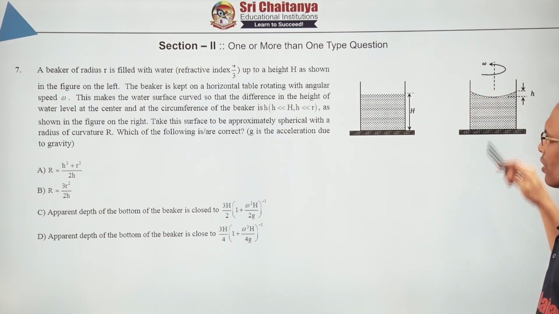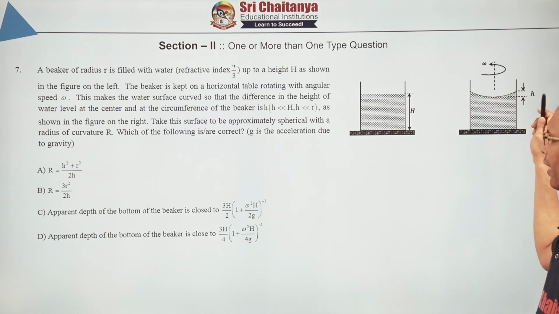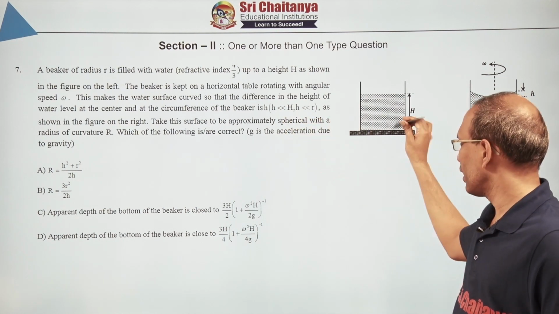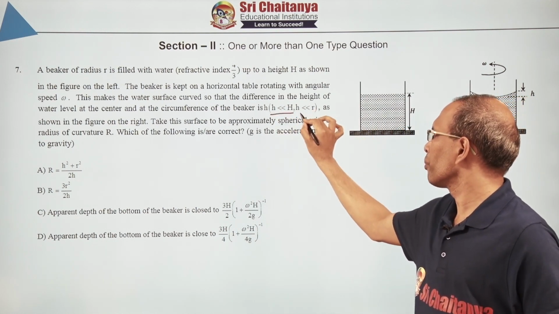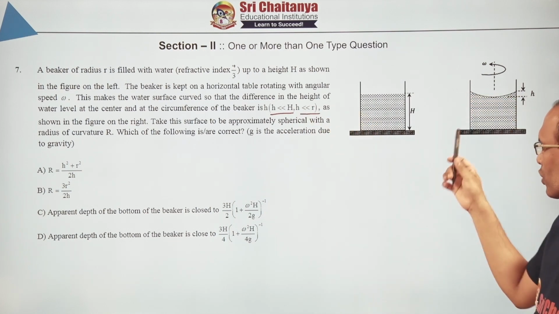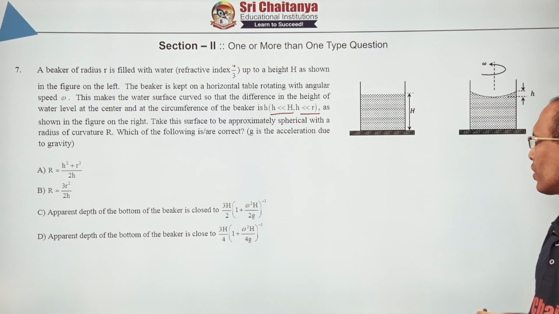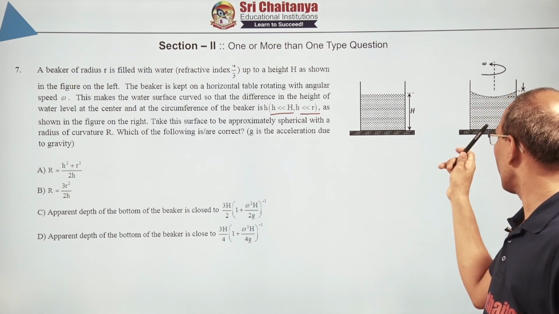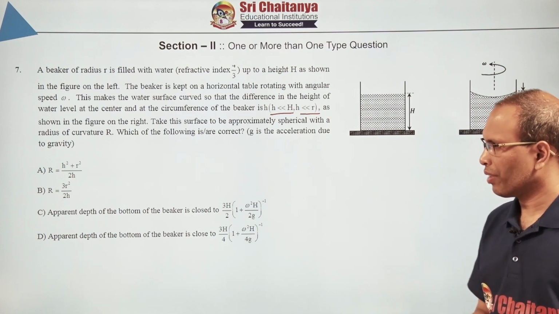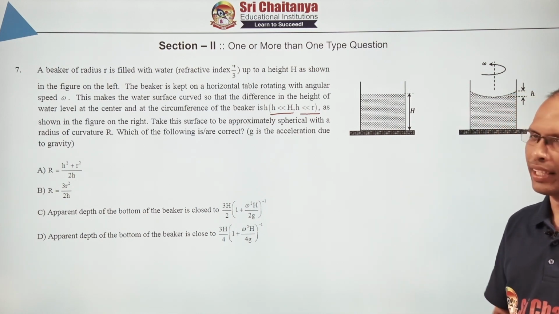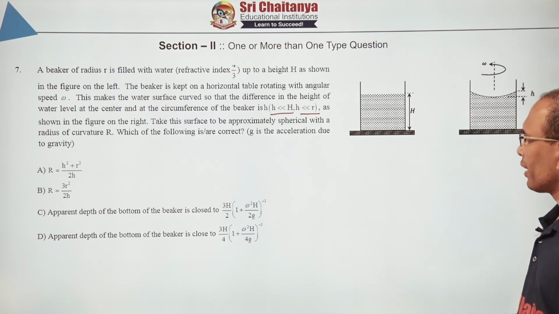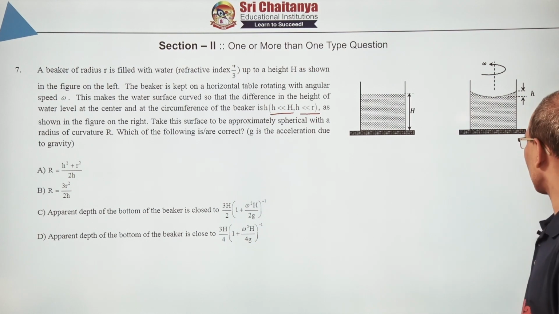So that difference of heights is given as h to us, and that h value is given to us as very small compared to capital H, the original height, and also it is very small compared to the radius. When required, we can use this data given for us in these solutions when we simplify it. Now if you look at the options first, the first thing is to get the relation between radius of curvature, small r, and h. Then the second thing is to calculate the apparent depth. So now in the next page we will see how to analyze these options.